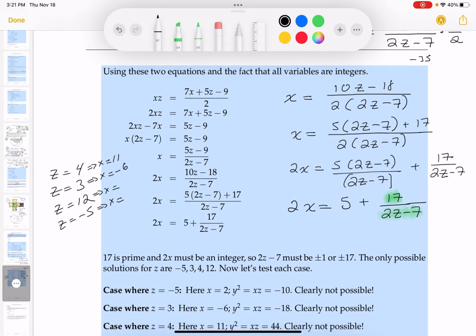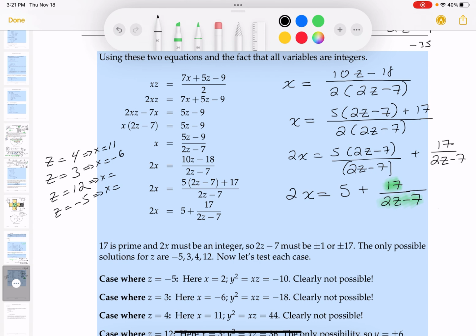All right, let's keep going. Let's try the 12. And what do you get there? 2 times 12 is 24. 24 minus 7 is 17. 17 divided by 17 is 1. 5 plus 1 is 6, so x would be 3. Let's try the minus 5 now. That's minus 1. That gives you 4. X is 2.